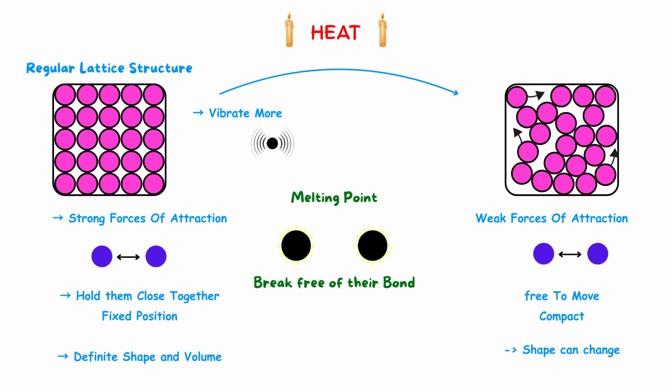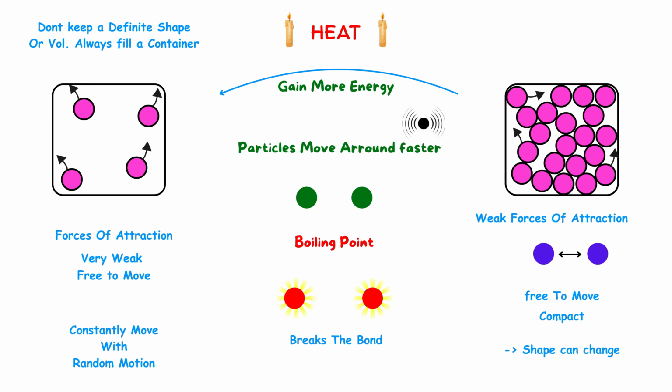When a liquid is heated further, its particles gain even more energy, move faster, and eventually reach a temperature known as the boiling point. At this stage, the energy is high enough to completely overcome the remaining forces of attraction, and the particles escape into the air, turning the liquid into a gas. In gases, the particles are far apart and experience only extremely weak or negligible forces of attraction, meaning they are free to move in all directions.